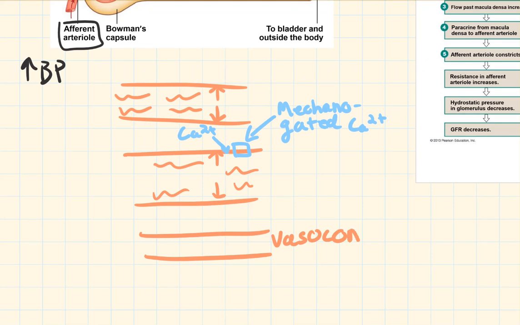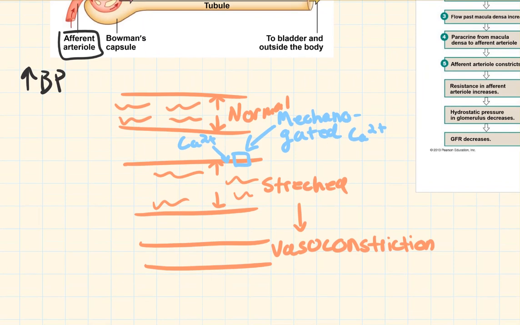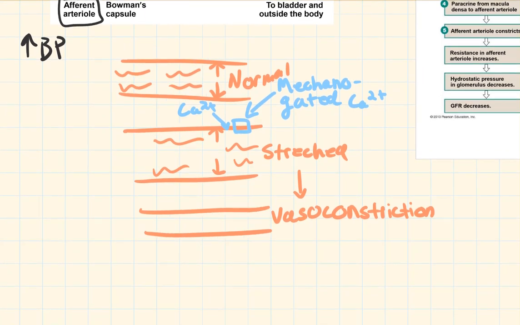You get vasoconstriction in that blood vessel. So it started normal, and then it stretched, and then it vasoconstricted. So what effect does this have on GFR? We know that vasoconstriction increases the resistance through the afferent arteriole. Increasing resistance through a blood vessel will decrease blood flow, which will decrease GFR.